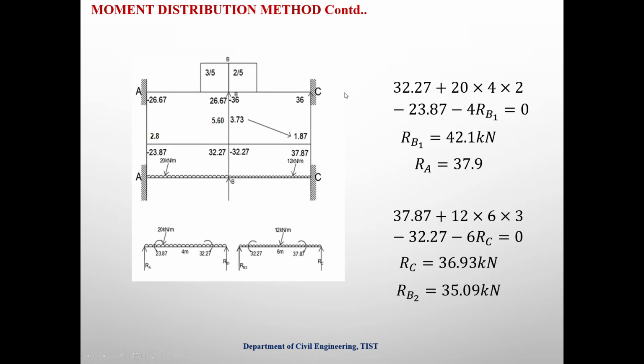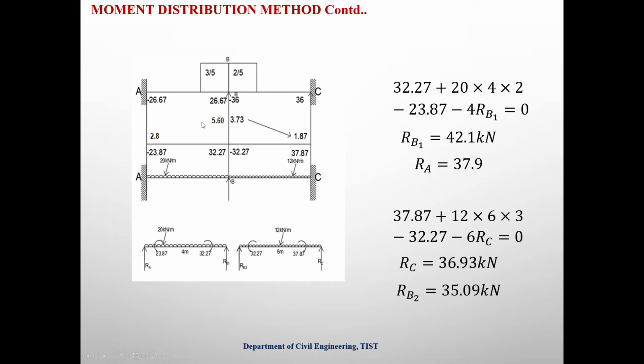Then check the end supports A and C. Since it's a fixed one, there should be some moments. No need for any end correction. Then moving on to the intermediate support, the total moment is not equal to 0. The total moment is 26.67 minus 36, that is minus 9.33. So we have to make that moment equal to 0. That means we have to add plus 9.33. How will we add? 3 by 5th of plus 9.33 will be here and 2 by 5th of 9.33 will be here. Then after substituting this, check whether the far end is fixed or not.